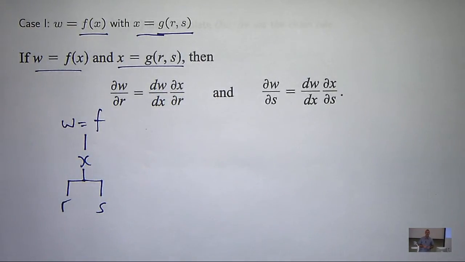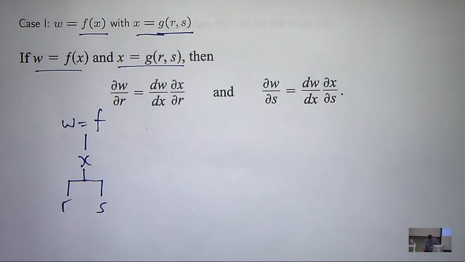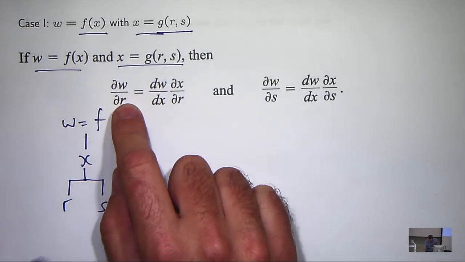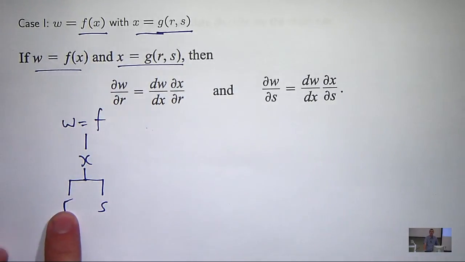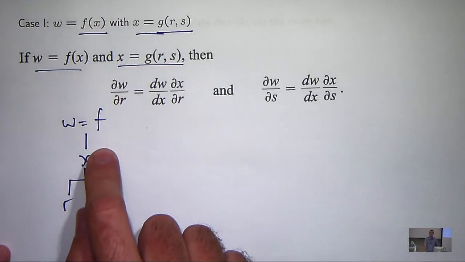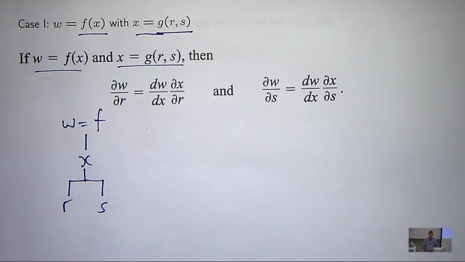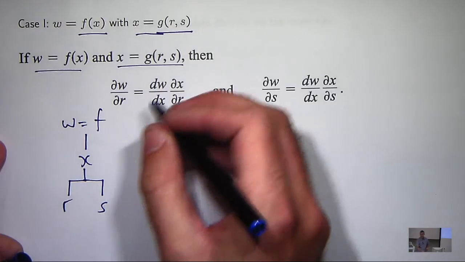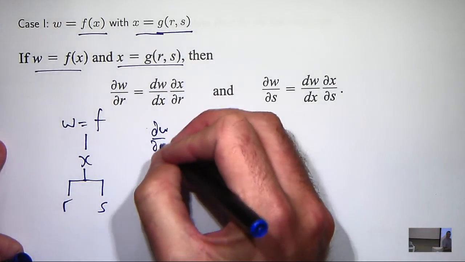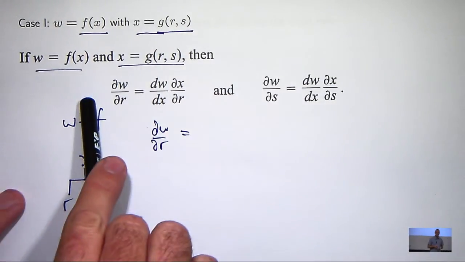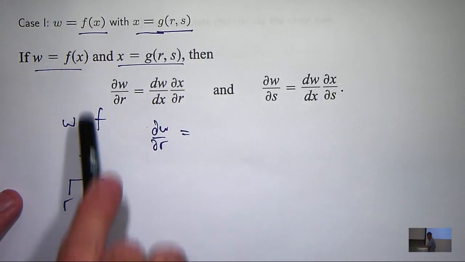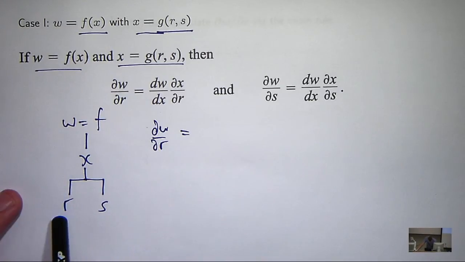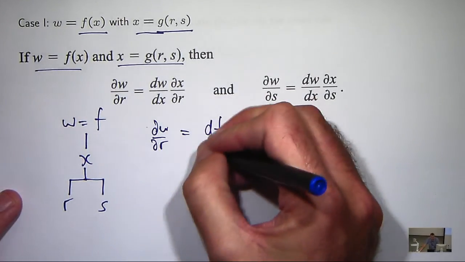Now, how do I actually get a chain rule out of that? Back to the diagram. Let's say I wanted to calculate dw dr. I look at all the paths from the top down to r. And when I move from letter to letter, I form a derivative. So I can go dw dr, df dx times dx dr. That's it. df dx times dx dr.